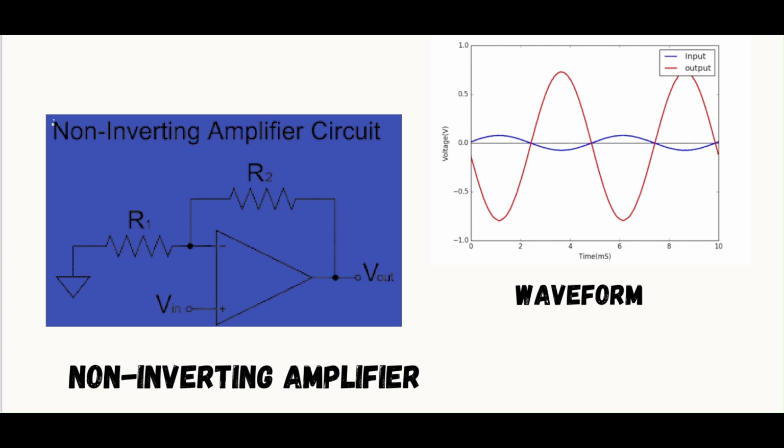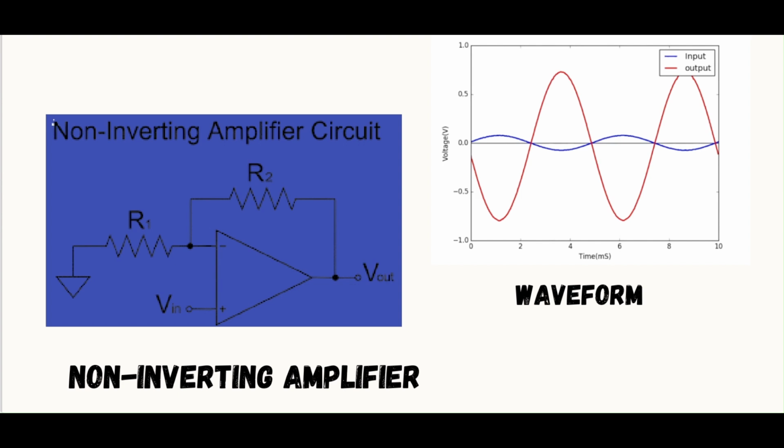You can see over here on the screen, this is the circuit diagram of the non-inverting amplifier. So guys, let us come and know what a non-inverting amplifier is. A non-inverting amplifier is a basic type of operational amplifier configuration that amplifies the input signal without inverting its phase, which means that the output signal is in the same phase as the input signal.